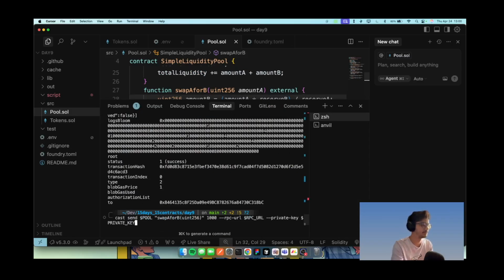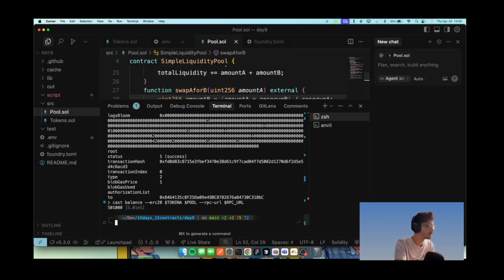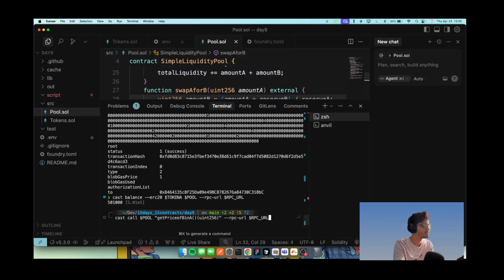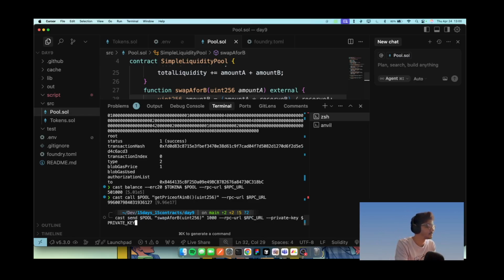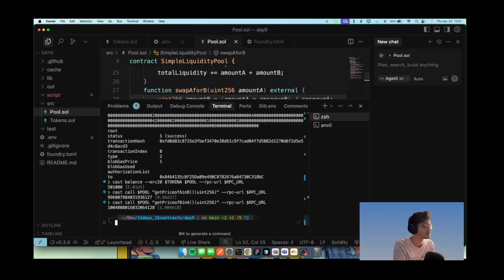So now let's check the pool again. Let's check the pool again for token B, ERC20 and $token A. Token A will be more, we have 1,000 more tokens here. Now when we call the price function, get price of A and B, it will be lesser than the B. So token A are more and token B are less. So let's see the price here. Get price of B in A, which will be more than that.